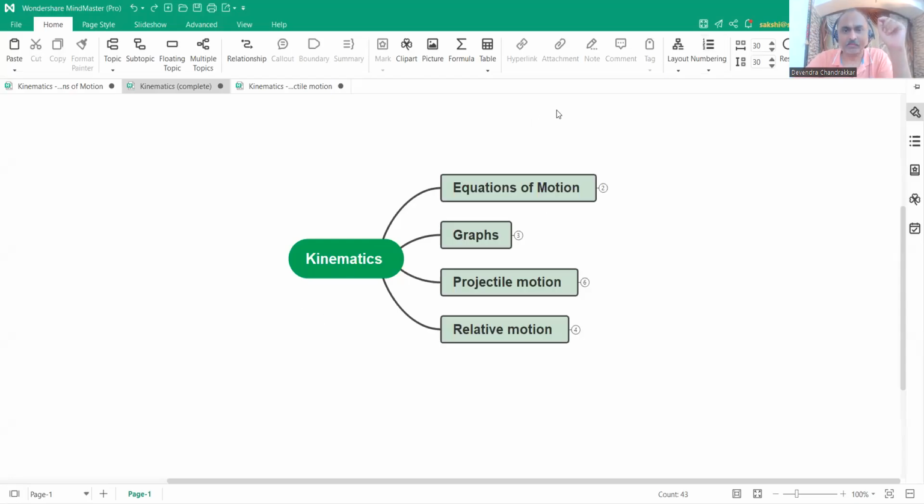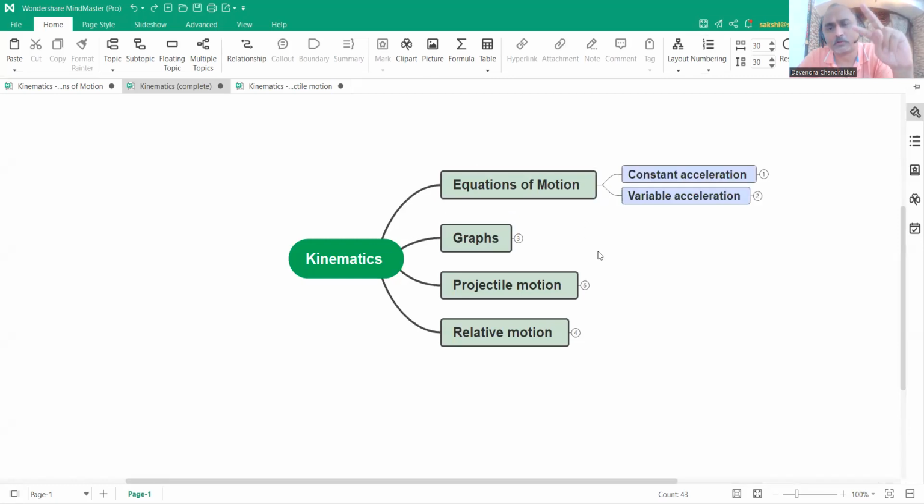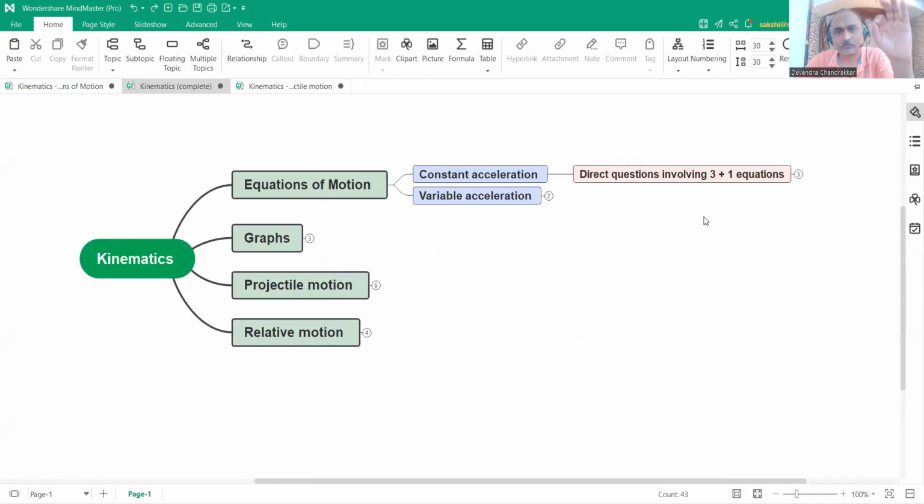So we are discussing kinematics, and first we will be discussing these two topics today: equations of motion and graphs, right? What are equations of motion? First of all, equations of motion are valid only for objects with constant accelerations, right? Equations of motion are valid only for those objects which are moving with constant accelerations.